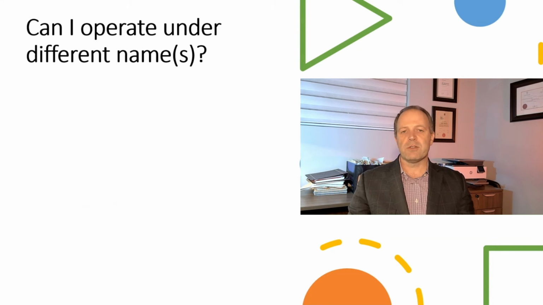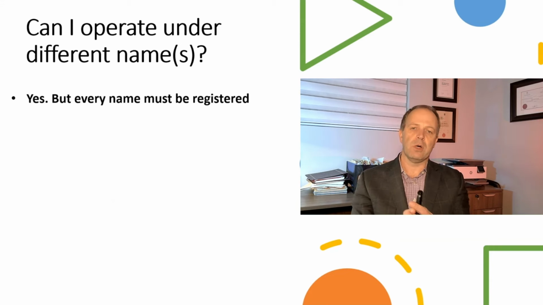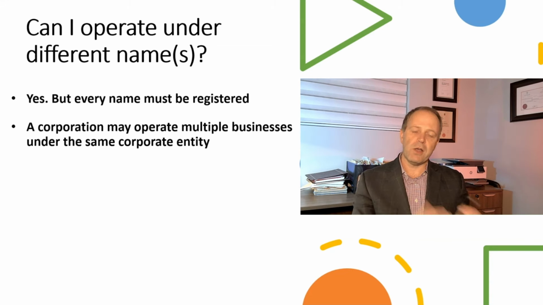Can I operate under a different name or names? And the answer is yes, but every name must be registered. There's legislation in every province where you are registered that requires you to register a business name under which you operate. Essentially, in Ontario, the law says you're not allowed to operate a business under a name that was not registered under the Business Names Act. And from the other side, the corporation may operate under multiple business names.